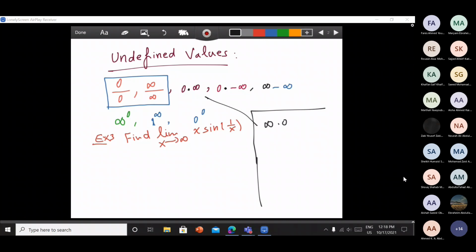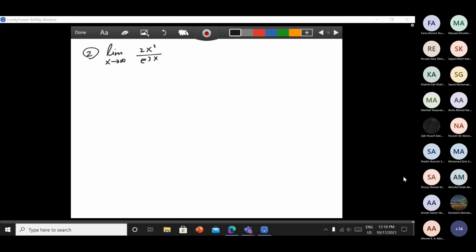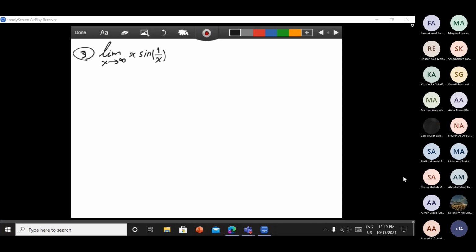How do we use L'Hopital here? As we said, L'Hopital needs a rational function, so we have to have a numerator and denominator. I should have a fraction in my function. How do we change this into a fraction? We have infinity times 0, so we can use L'Hopital's rule.